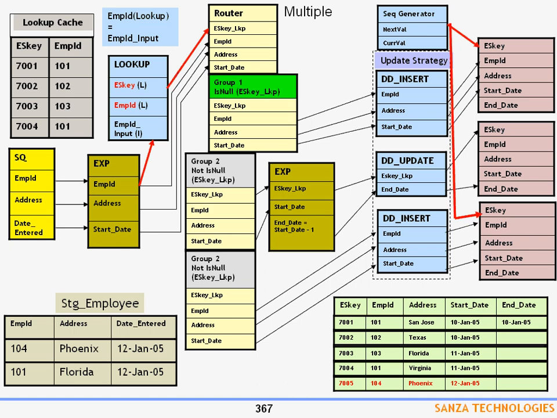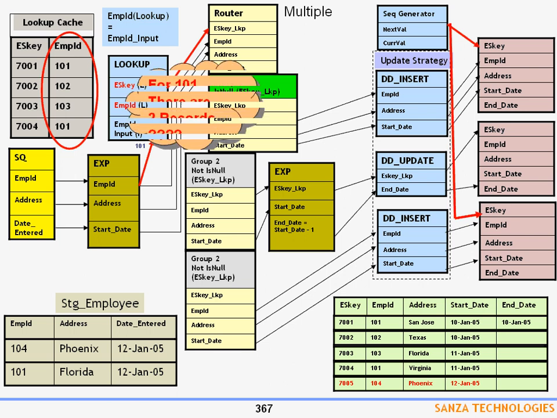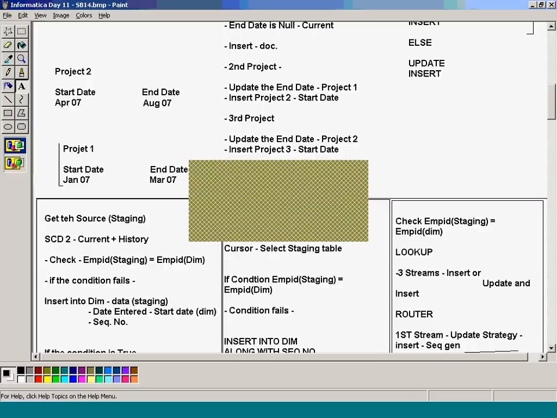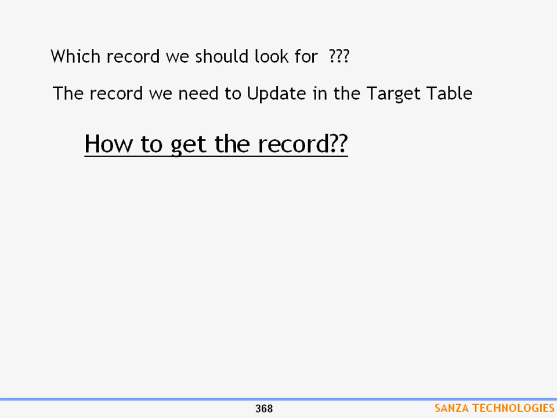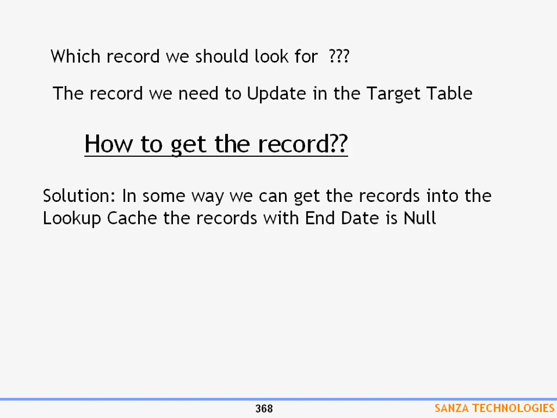101 comes in, scans the cache. I'm looking from the Informatica perspective, please. For 101, multiple records exist. So which record should I take? Answer my question. Which record should be considered? The record which has end date as null. So how do we make it where end date is null? We need to get only the records where the end date is null into my lookup cache.